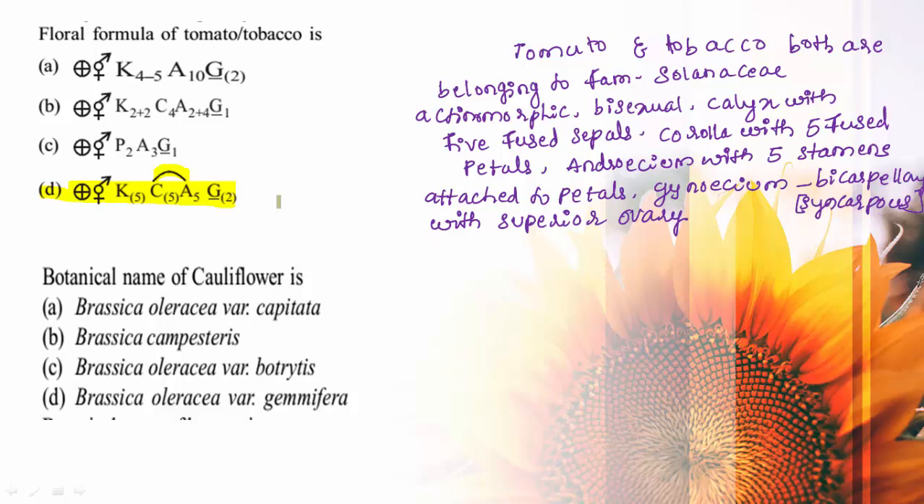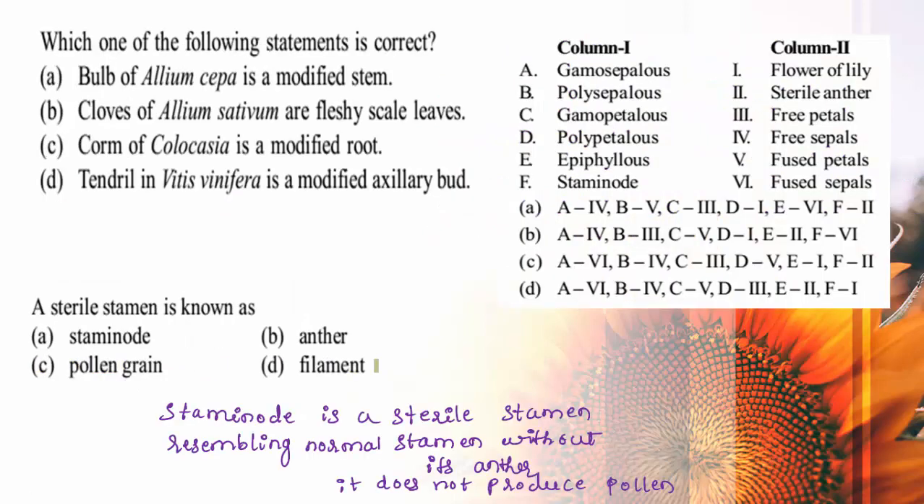Botanical name of cauliflower is. The cauliflower botanical name is Brassica oleracea var. botrytis. This var stands for variety. The variety, in short, it is represented as VAR. The scientific or botanical name of cauliflower is Brassica oleracea. Then coming to the next character.